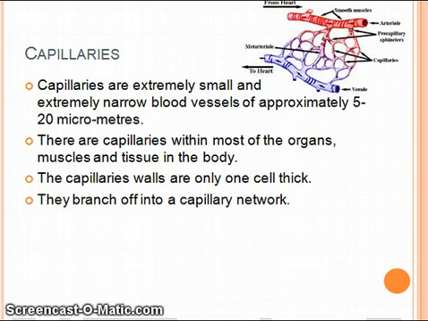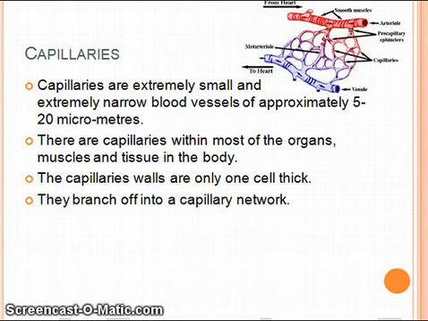Capillaries. Capillaries are extremely small and extremely narrow. They are approximately 5 to 20 micrometers. There are capillaries within most of the organs, muscles, and tissues in the body. The capillary walls are only 1 cell thick, and they branch off into a capillary network.